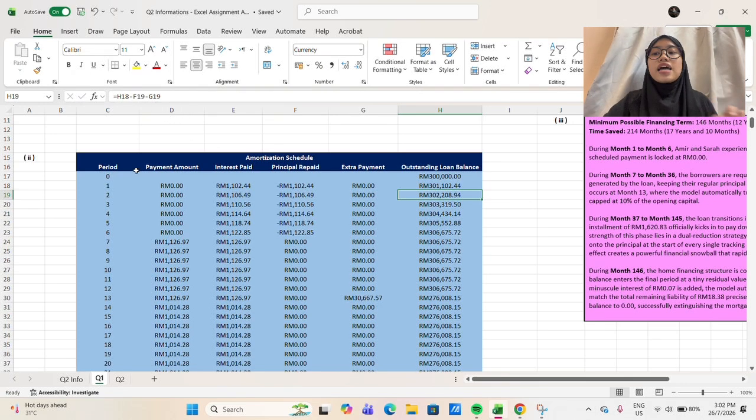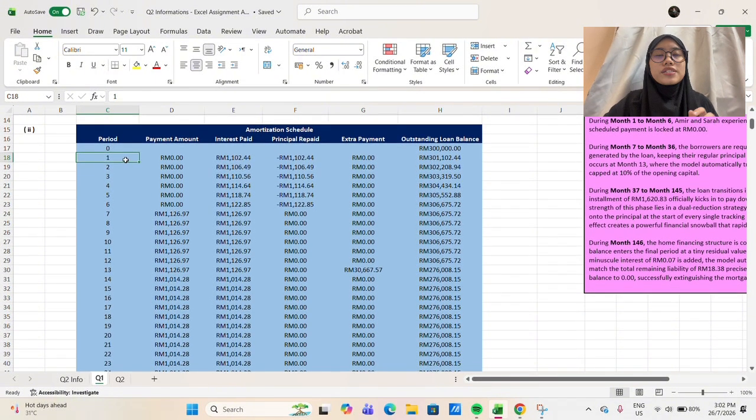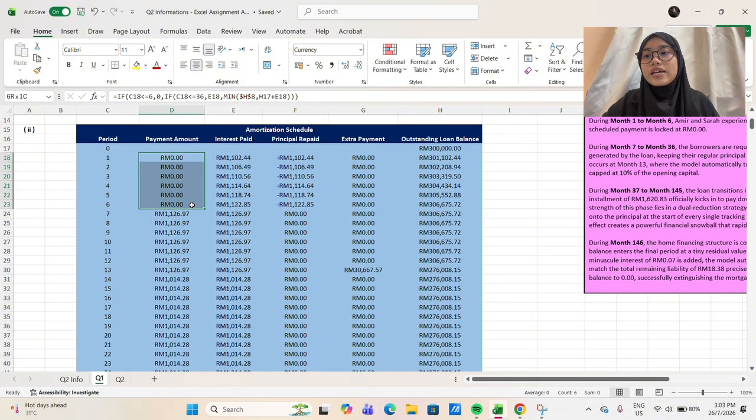Okay, here is how the underlying mechanics behave across the 3 distinct loan phases. Phase 1, which is the accumulation phase, is from month 1 to 6. During months 1 to 6, Amir and Sarah experience a repayment holiday where their monthly scheduled payment is locked at 0 ringgit, because interest still accumulates monthly and compounds back into the core debt. The loan undergoes negative amortization.